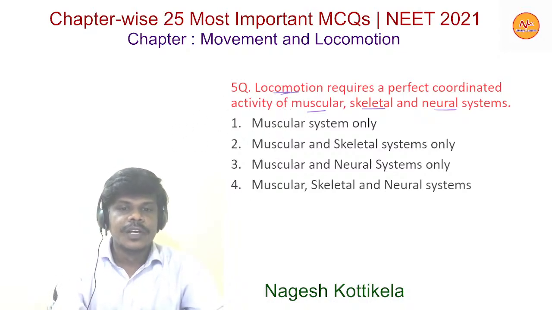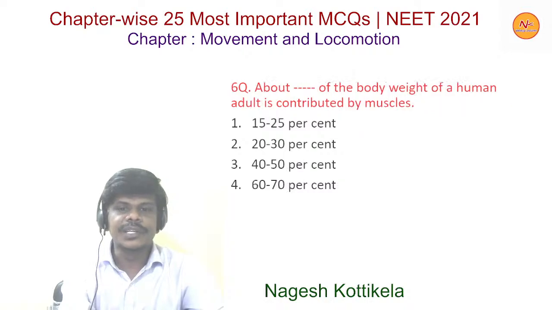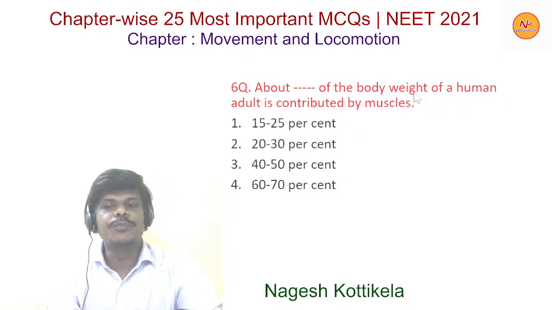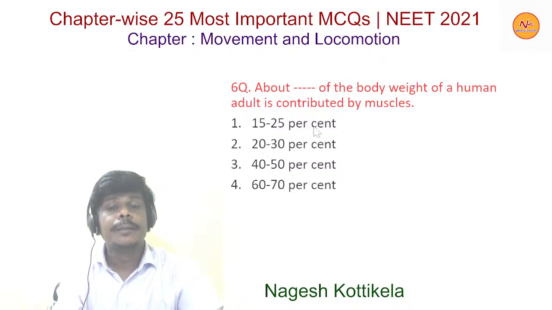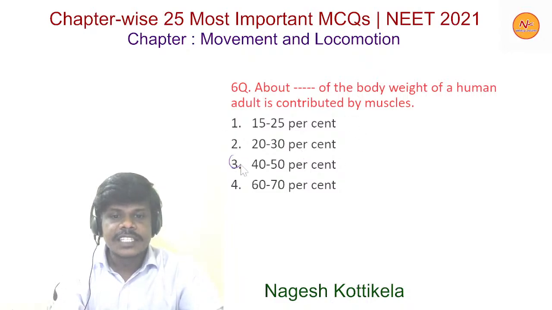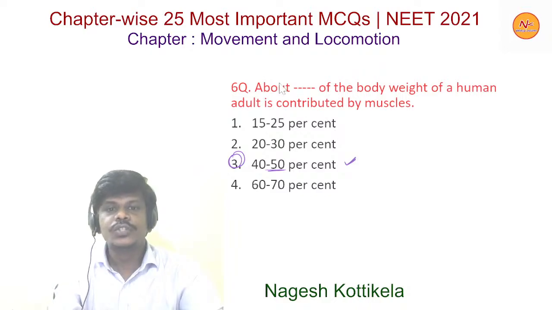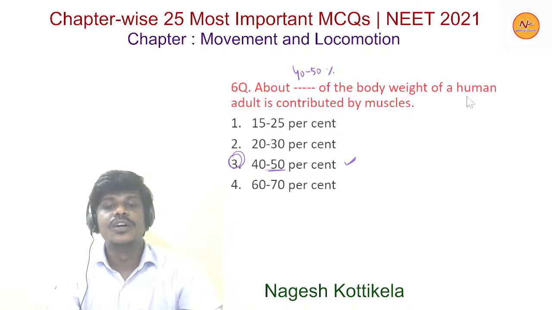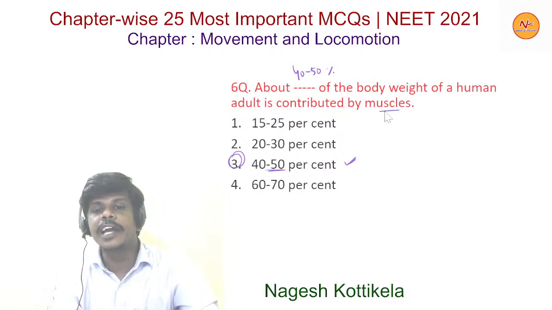Now moving to the next question. About dash of the body weight of a human adult is contributed by muscles. Option 1, 15 to 25%, option 2, 20 to 30%, option 3, 40 to 50%, and option 4, 60 to 70%. And here option 3 is the correct one. About 40 to 50% of the body weight of a human adult is contributed by muscles.